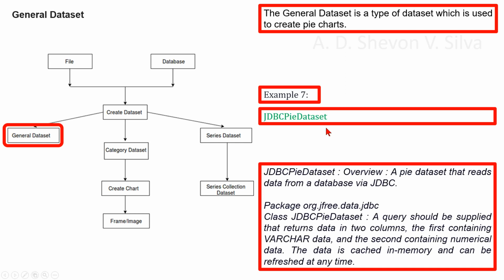Overview of JDBCPieDataset, a PieDataset that reads the data from a database via JDBC. Class JDBCPieDataset in package org.jfree.data.jdbc. A query should be supplied that returns the data in two columns, the first containing varchar data and the second containing numerical data. The data is cached in memory and can be refreshed at any time.